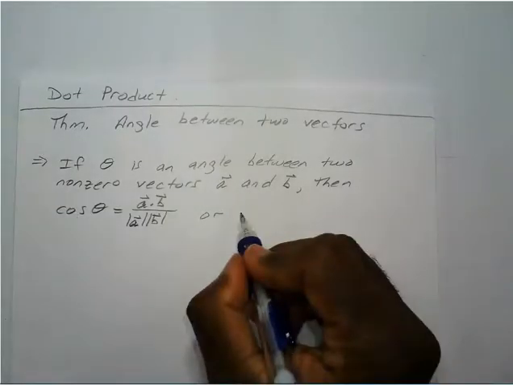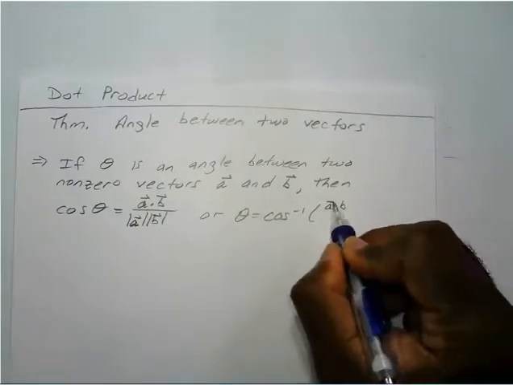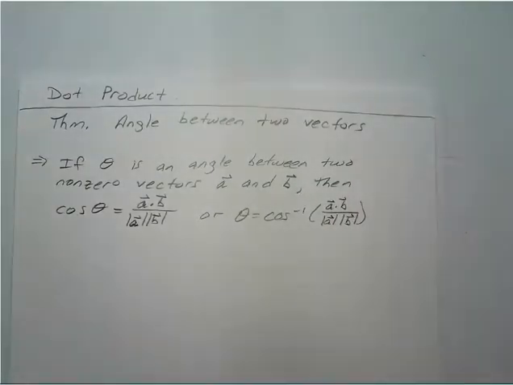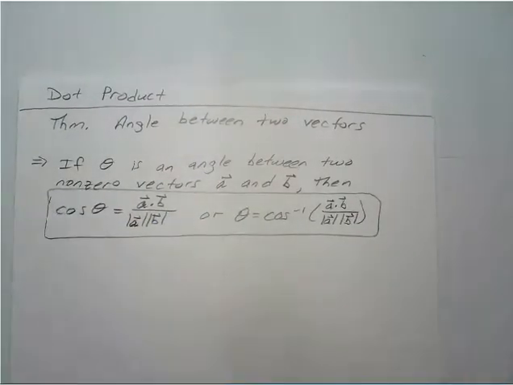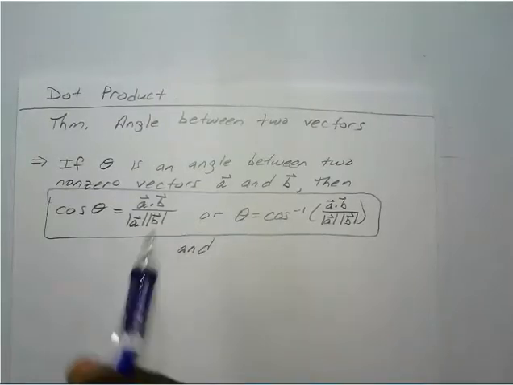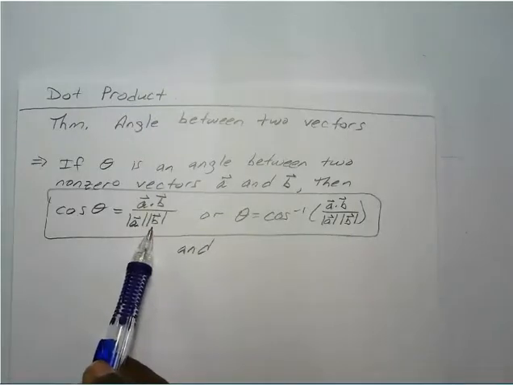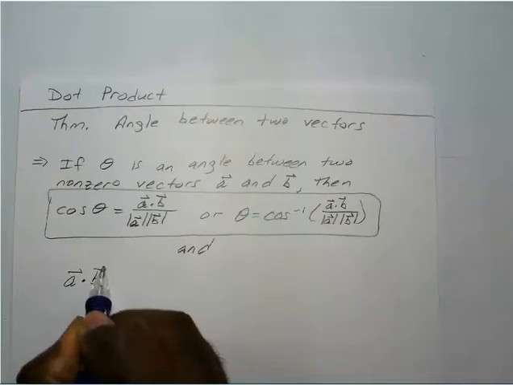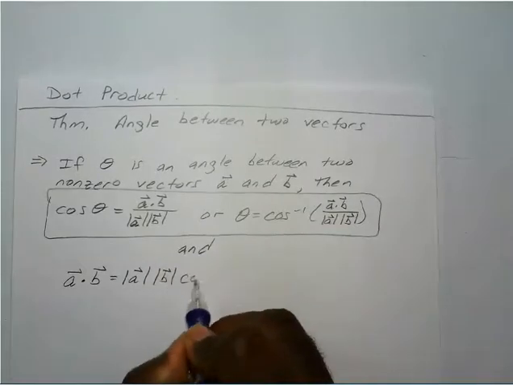Or we apply cosine inverse to both sides. Theta is equal to the cosine inverse of the dot product of A and B divided by the magnitude of A times the magnitude of B. Also, if we use this equation and multiply both sides by the magnitude of A and magnitude of B, then we'll see that the dot product of A and B is also equal to the magnitude of A times the magnitude of B times cosine of theta.